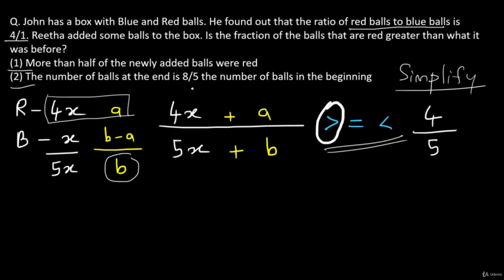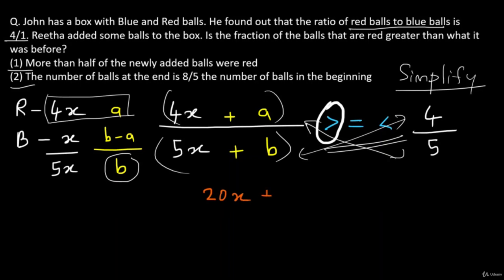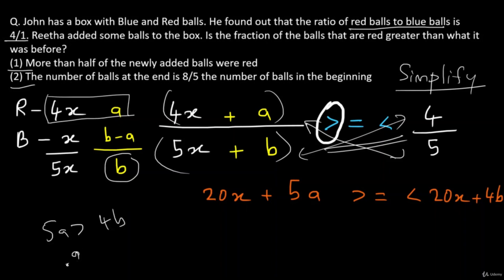So by cross multiplying, we can simplify it. We multiply the numerator 4x + A with 5 and the denominator 5x + B with 4. That is cross multiplication, right? So we get 20x + 5A greater than, equal to, or less than 20x + 4B. Now on simplification, subtract 20x from both sides, you get 5A greater than 4B, right? Therefore A/B has to be greater than 4/5.